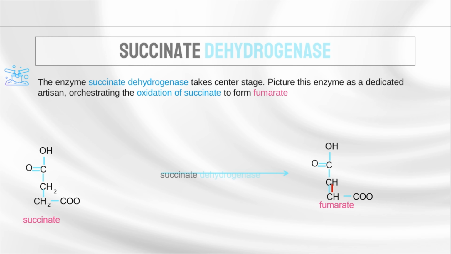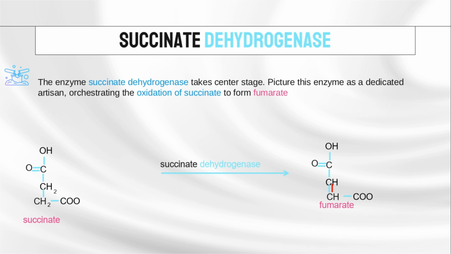As we delve deeper into the citric acid cycle, our journey leads us to the vital oxidation of succinate to fumarate, an indispensable step in cellular respiration. In this crucial step, the enzyme succinate dehydrogenase takes center stage. Picture this enzyme as a dedicated artisan, orchestrating the oxidation of succinate to form fumarate.